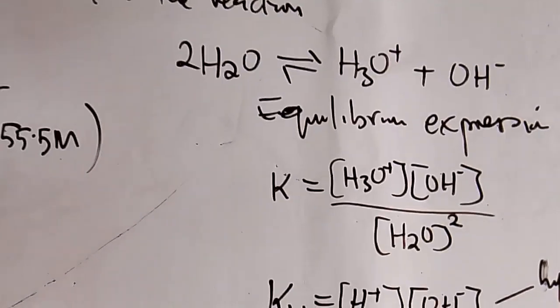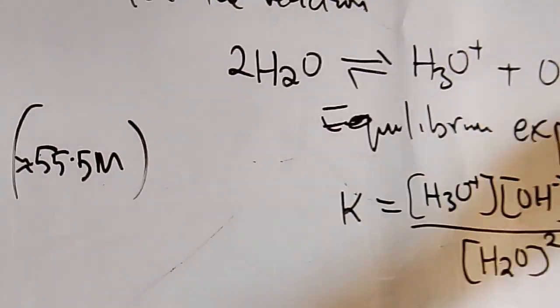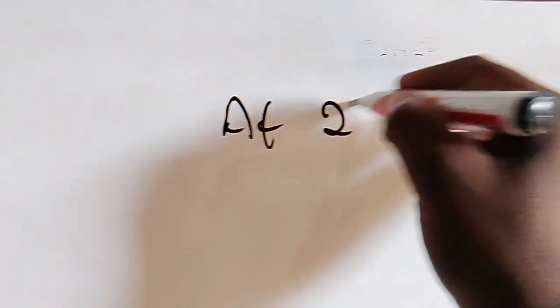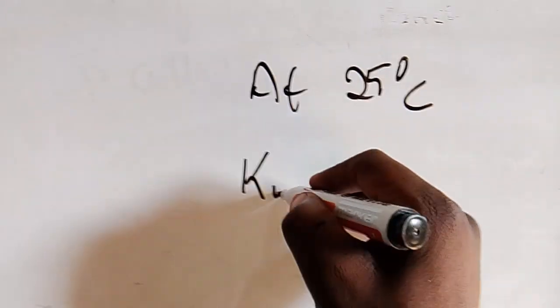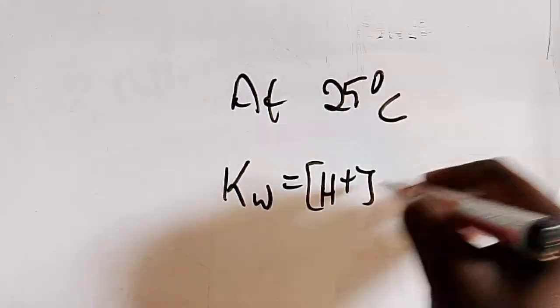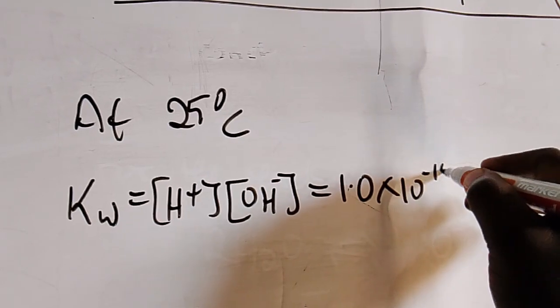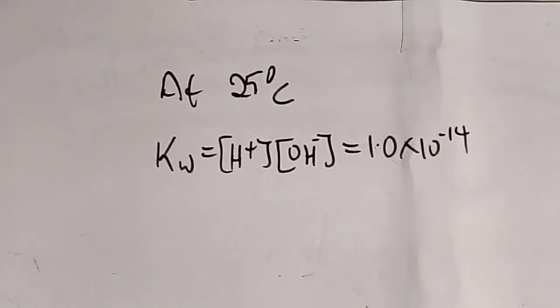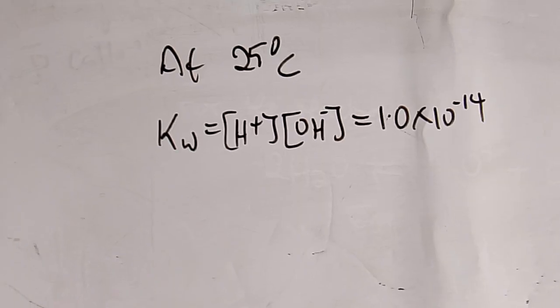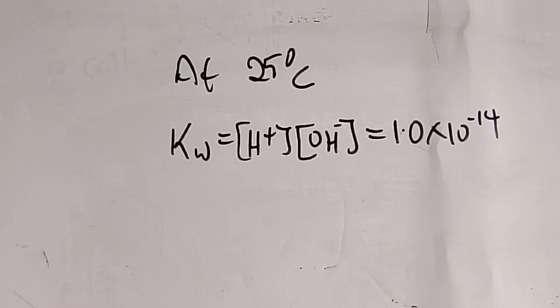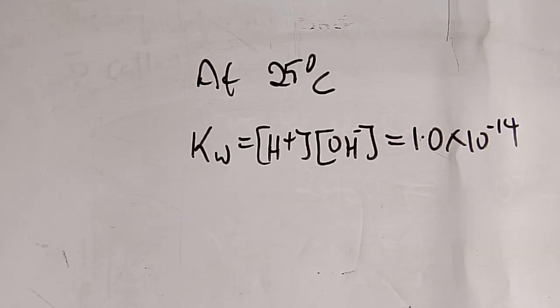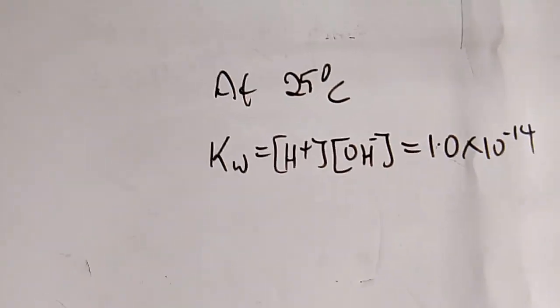At 25 degrees Celsius, the value of Kw is equal to 1.0 times 10 to the power negative 14. So that is the value of Kw at 25 degrees Celsius. Kw is affected by temperature.